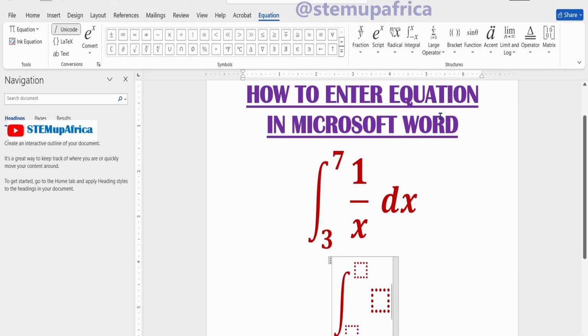So let's take this. Here, our upper limit is what? Is 7. Then our lower limit is 3. Then here we have 1 over x dx.